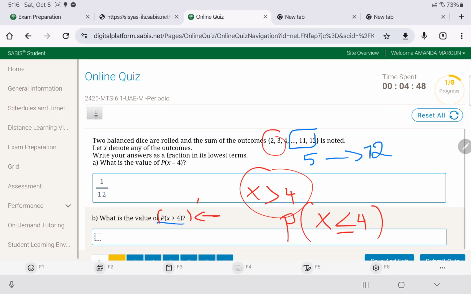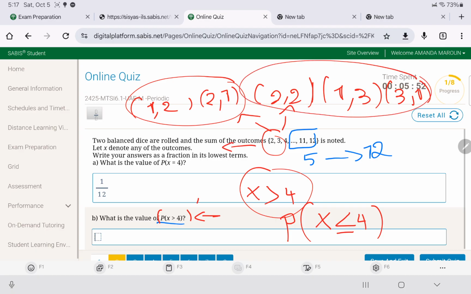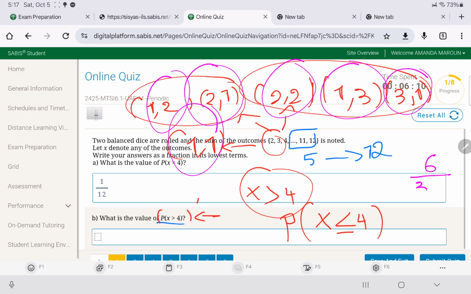It's much easier. So how many possibilities can we get 4 between the 2 dice? We have 2 and 2, 1 and 3, and 3 and 1. Now what about the possibility of getting 3? We can get 1 and 2 or 2 and 1. So for 3 we have 2 possibilities, and for 4 we have 3 possibilities. Finally, for 2, the only possible outcome is 1 and 1. So in total we have 1, 2, 3, 4, 5, 6, so 6 out of the total possibilities, which is 36.